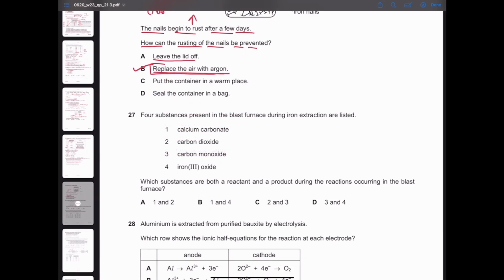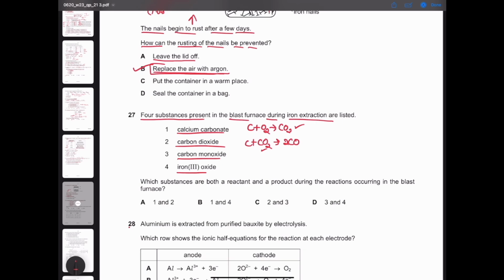Now, question number 27. Four substances present in the blast furnace during iron extraction are listed: calcium carbonate, carbon dioxide, carbon monoxide, iron(III) oxide. Which substances are both a reactant and product during this process? Alright, so we know that the first reaction is carbon plus oxygen giving CO2. So CO2 is a product here, but in the second equation, carbon reacts with CO2 to form carbon monoxide. So here carbon dioxide is the reactant as well. So we know that one answer should be carbon dioxide.